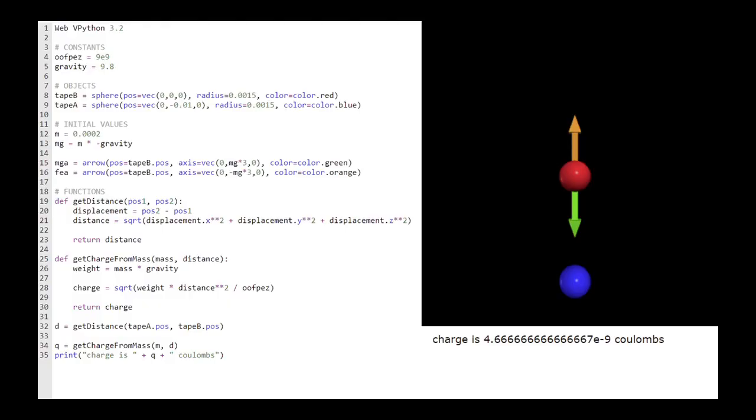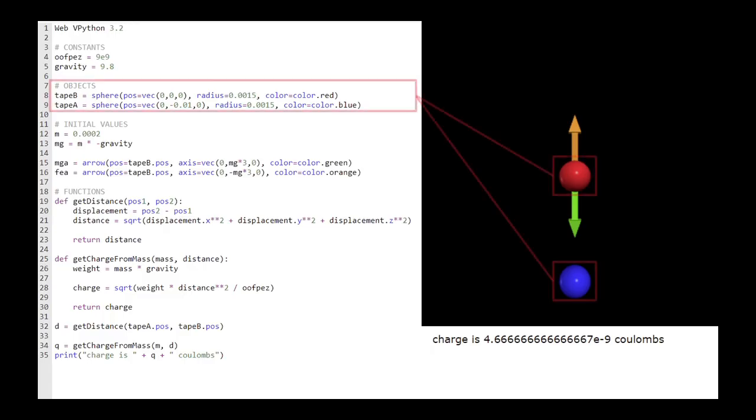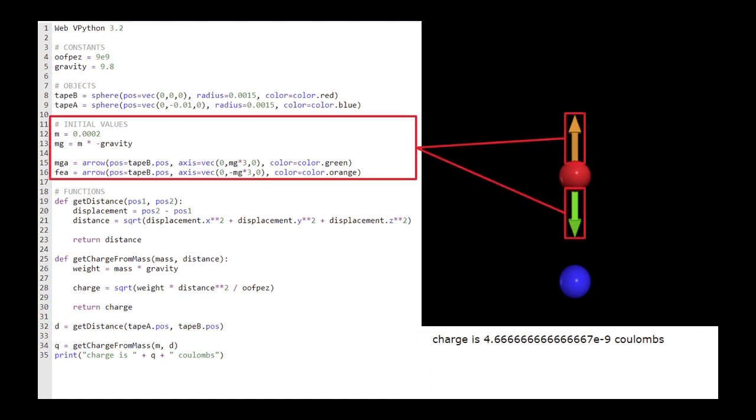I modeled this situation using GlowScript as well. In the constant section of the code, I define the acceleration of the gravity on Earth as well as the Coulombic constant. In the objects part, I create two spheres to represent the point charges of the tape, with tape B at the origin and tape A a little below it. I define the mass as well as the weight in the initial value section, then I represent the weight using an arrow beginning from tape B's center.